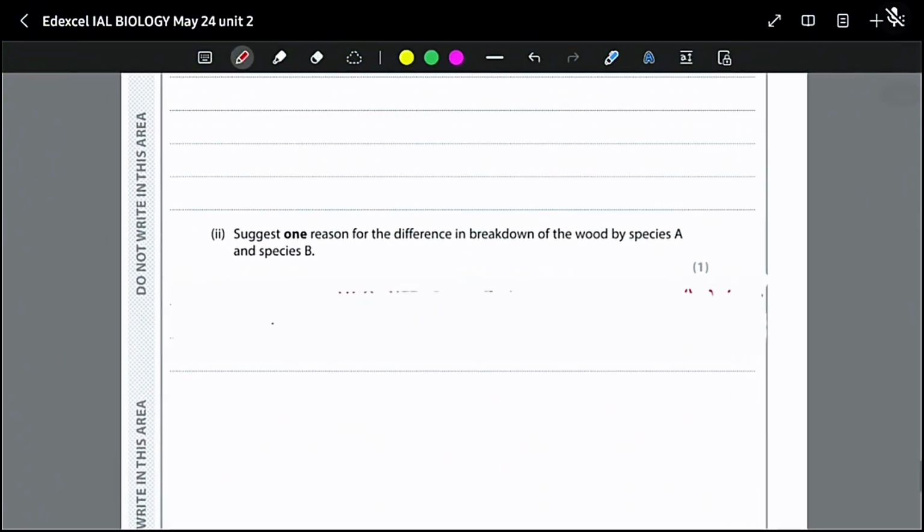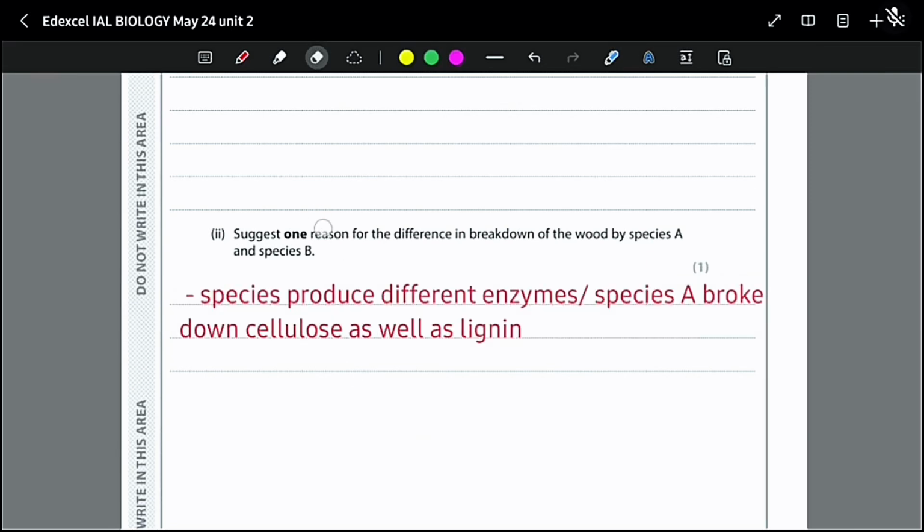Suggest one reason for the difference in breakdown of the wood by species A and species B. So we know that species A and B produce different enzymes. And species A can break down cellulose as well as lignin, which is the difference between those two species.